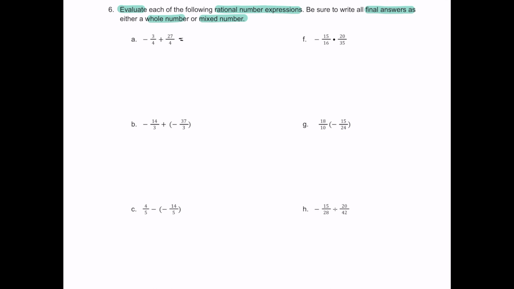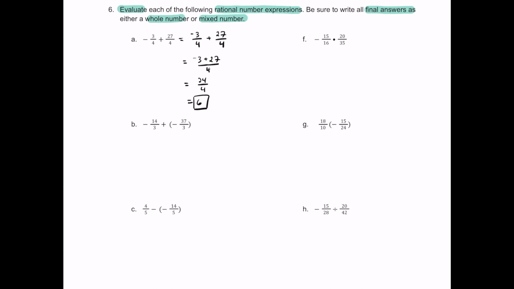First things first, I would give the negative to the top, write it just like this, and then check to see that we have common denominators, which we do, which is good. So then we can go ahead and say negative 3 plus 27 over 4. And negative 3 plus 27, that should be 24. 24 over 4 simplifies down to just being a whole number of 6. Okay, so that's going to be 6a here.